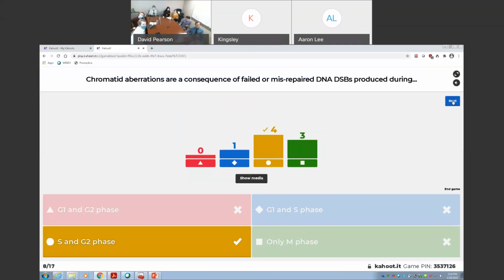All right. It was too late. S and G2 phase. Again, these chromatid aberrations we're talking about are most likely to occur where the DNA is being replicated.